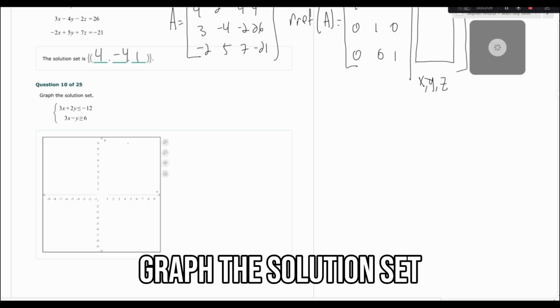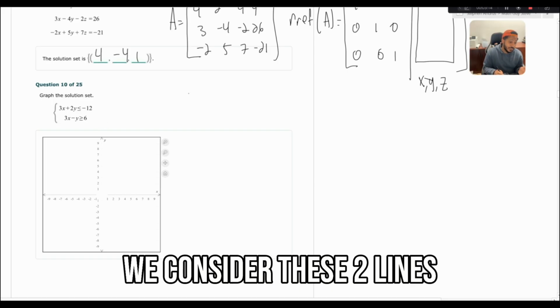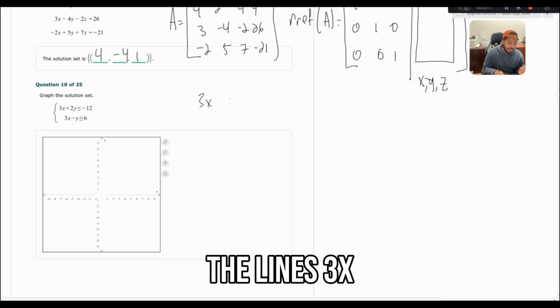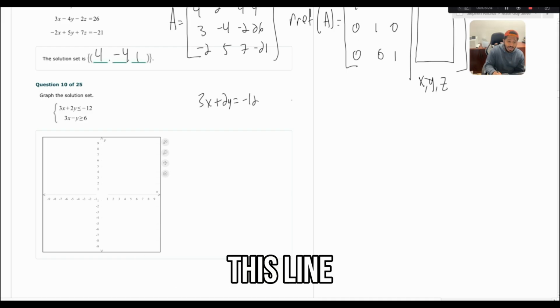So it says graph the solution set. So how we graph this is by doing a bunch of shading. First we consider these two lines. So let's consider just the line 3x plus 2y equals negative 12. And then we need to graph this line. So how do we graph it?